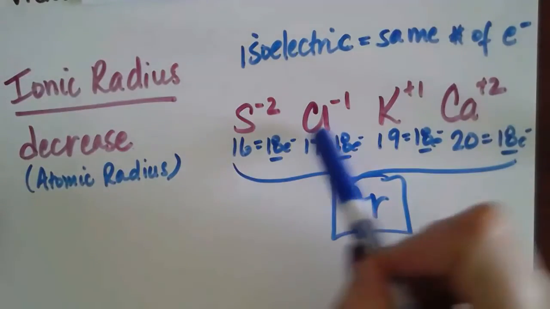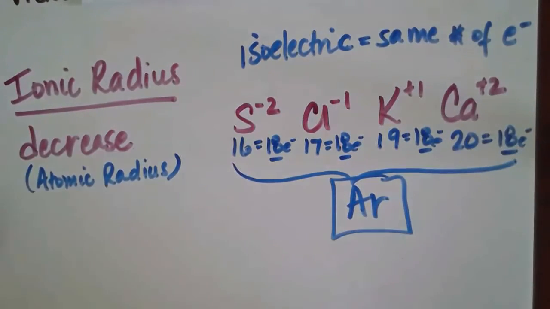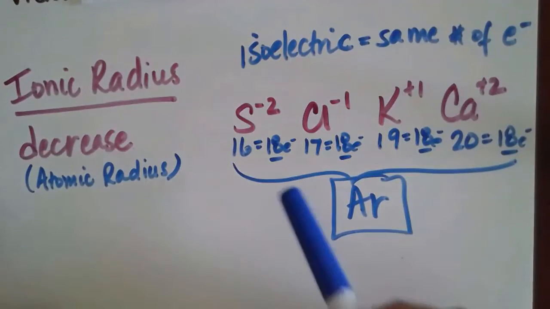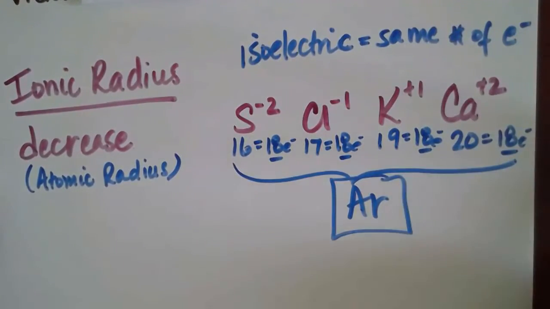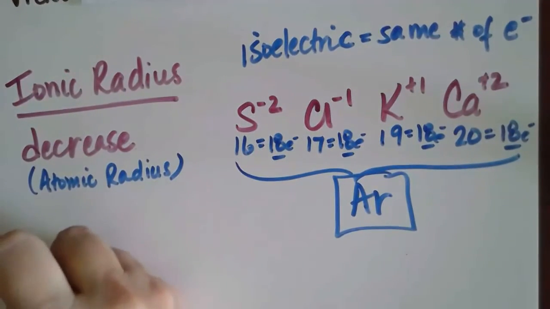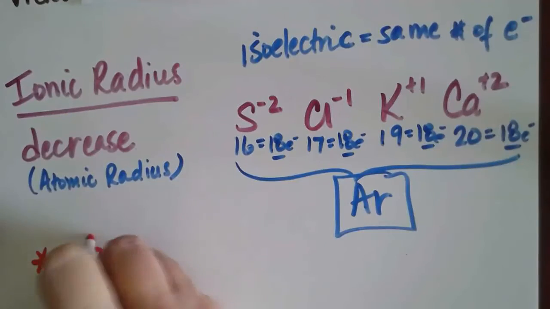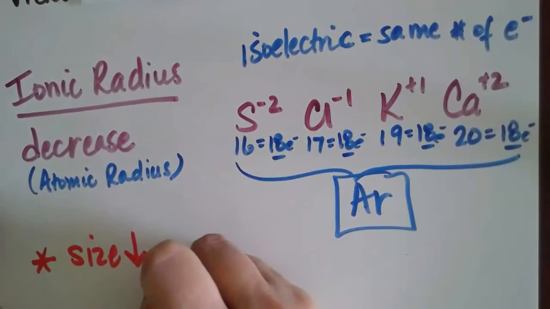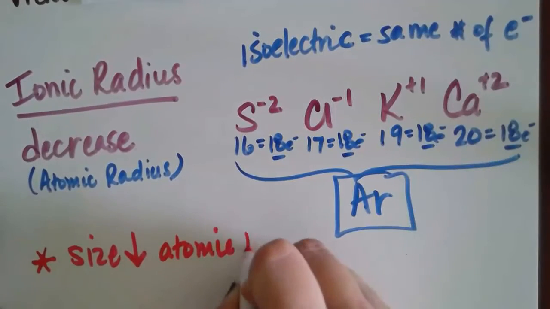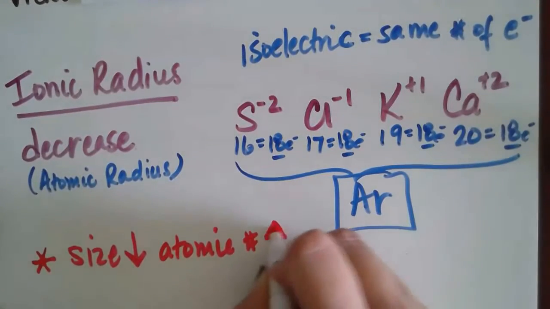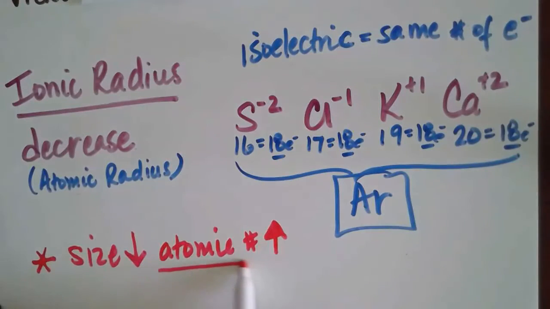So every one of these atoms actually will look just like argon. So you can't just say they're all argon, so they're all the same size, so there is no decrease or increase in radius. No, there really is. It's just now we go back to, as the size increases, the atomic number decreases and vice versa. So in this case, as the size decreases, the atomic number increases. So we're looking to put them in order of decreasing atomic number.